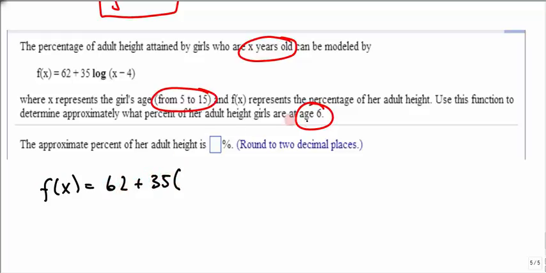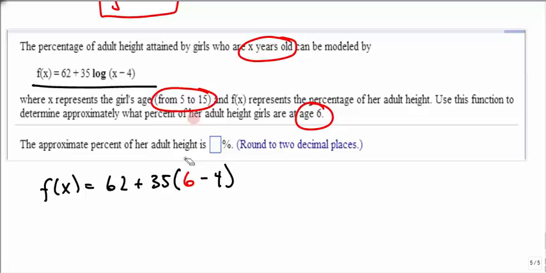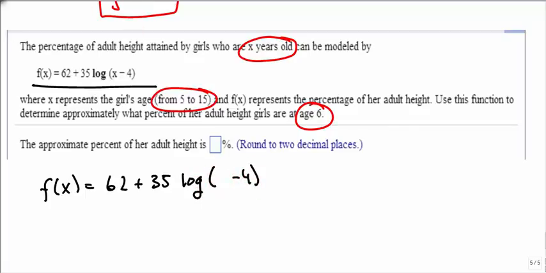So in place of X, we would go ahead and put in a 6. So it's this equation, I just go ahead and plug in a 6. Whoops, I forgot the log in here though, better get that in. So 35 log, and again we plug in a 6. So let's go ahead and plug this into your calculator. We have to be really careful about order of operations. I don't do this addition first. I do the log first and the multiplication.